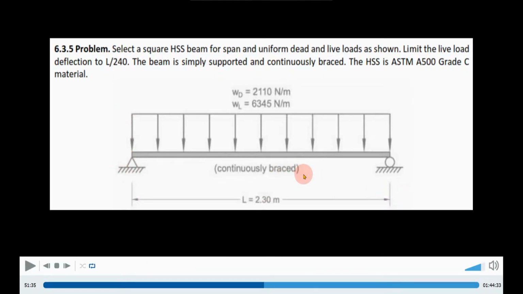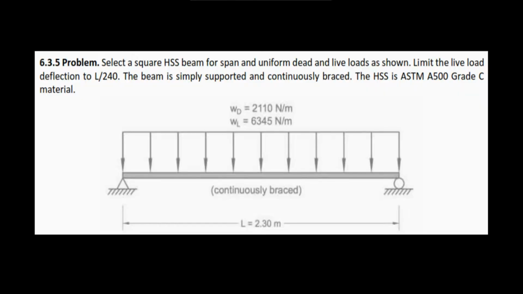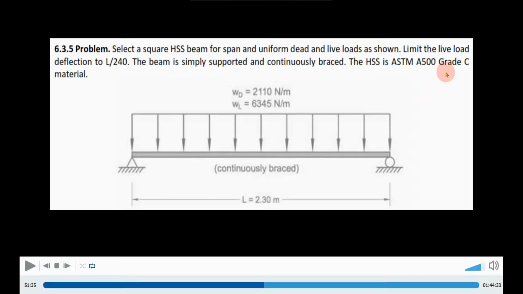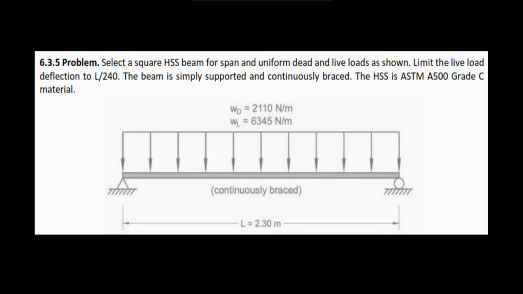It is continuously braced with a length of 2.3 meters, a dead load of 2,110 Newton per meter, and a uniform live load of 6,345 Newton per meter. And for ASTM A500 grade C, our yield stress is 345 megapascal.